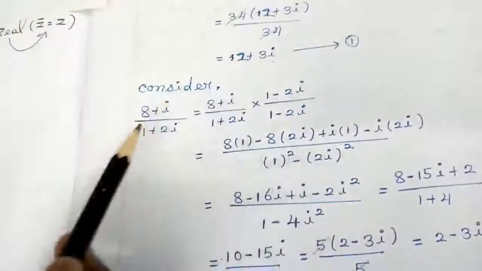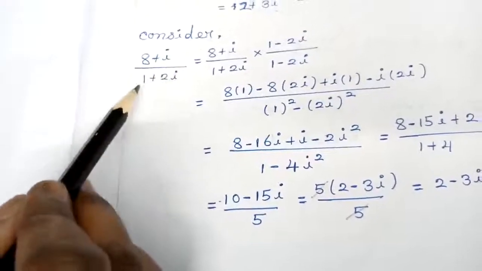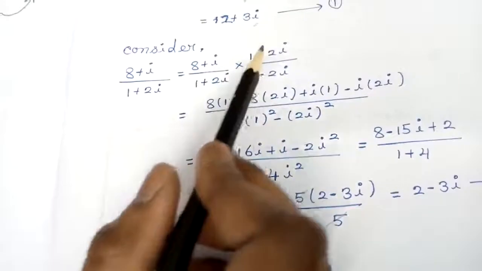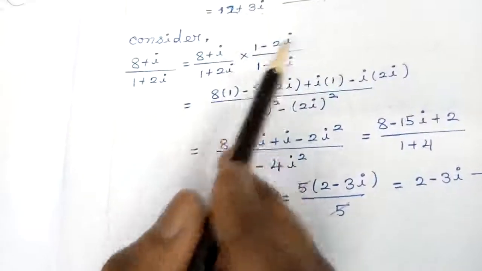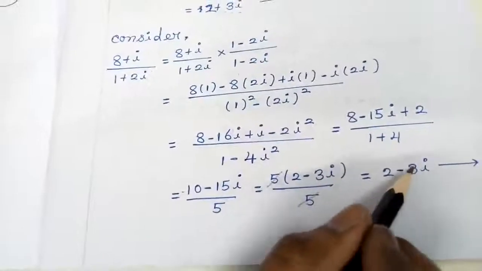In the same way, I am going to take this one: (8 plus i) divided by (1 plus 2i), dividing and multiplying by the conjugate, that is 1 minus 2i. Calculate here, students, you will get the value as 2 minus 3i.